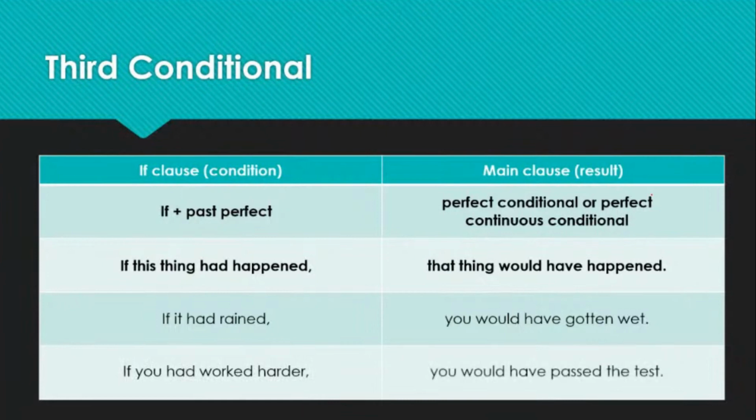Next one, if you had worked harder, you would have passed the test. So here we see a commonly used way that the third conditional is used to talk about regret. If this past condition were true, this other thing also would have been true, but you didn't. You didn't work hard, you didn't pass the test. And notice here, yes, we're using perfect tense, which means we're using things like had happened, would have happened, have gotten, have passed. We're using our past participles here.